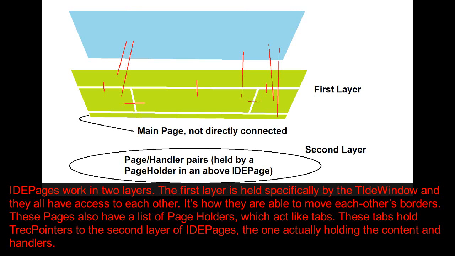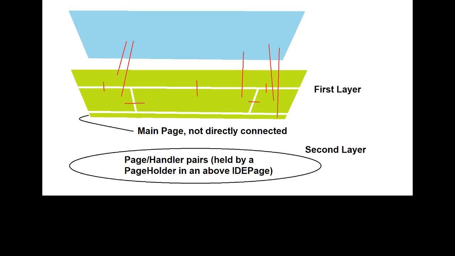IDE pages work in two layers. The first layer is held specifically by the TIDE window, and they all have access to each other. It's how they are able to move each other's borders. These pages also have a list of page holders which act like tabs. These tabs hold track pointers to the second layer of IDE pages, the one actually holding the content and handlers.